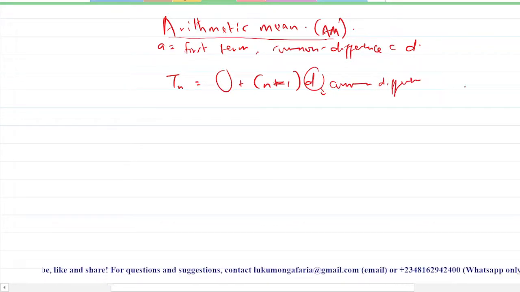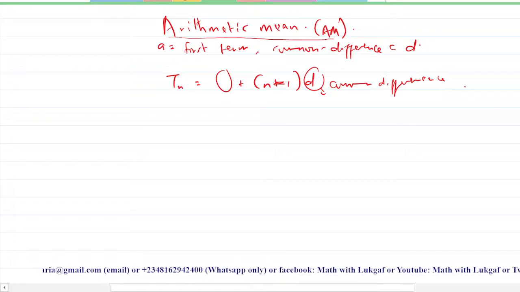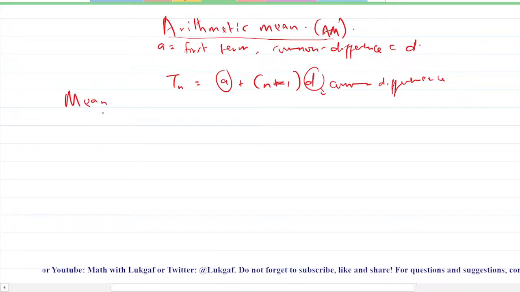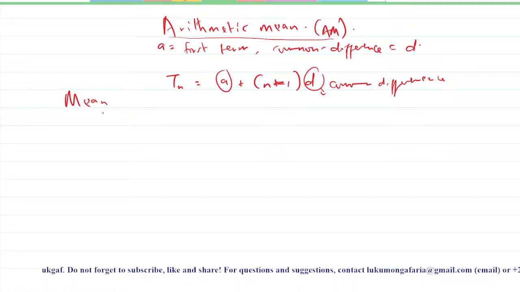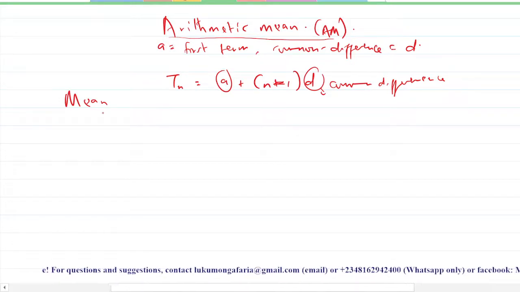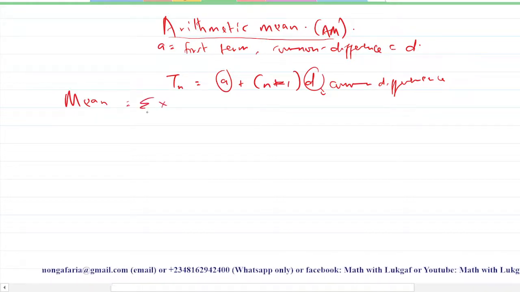But in this video, I'm going to explain what is arithmetic mean. In your primary school, or let me say in your junior secondary school, you will have come across what is known as mean. Remember, mean is one of the measures of central tendency. That is when you want to find the central tendency, the average of numbers, then you calculate the mean. And don't forget the mean is the sum of x divided by n, and this is denoted by x bar.